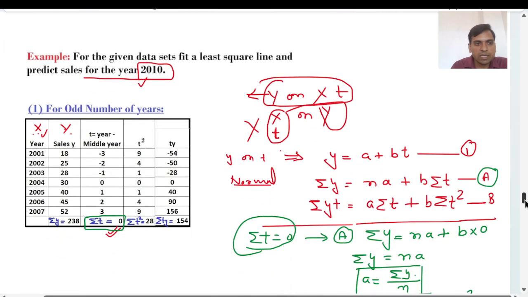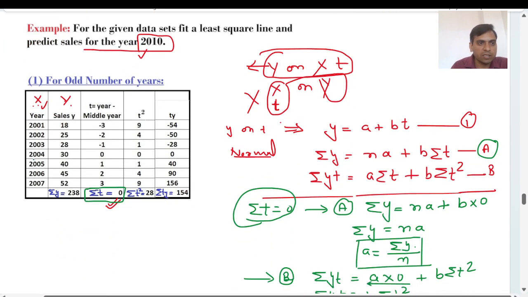So in this case, we have 7 years of data. 7 years of data means we have an odd number of years. So first we will identify the middle year in this whole data. The middle year is 2004. Now to calculate t, we will follow year minus middle year. So simply t equals year minus middle year, where middle year is 2004.